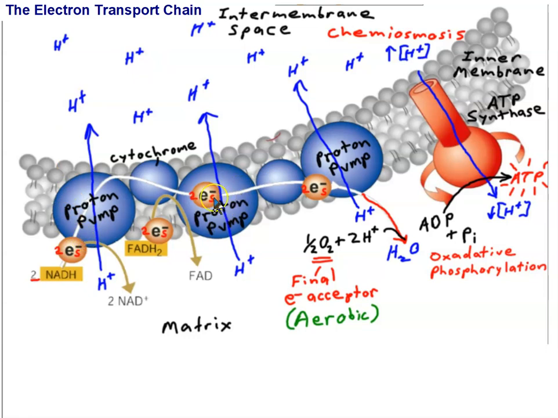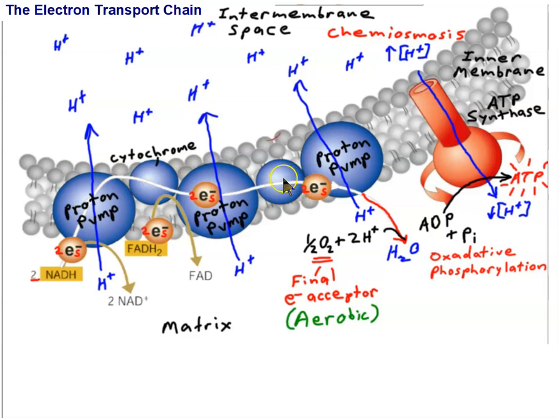Another proton pump. Unlike in the thylakoid membrane during the light-dependent reactions of photosynthesis, where there was only one proton pump, here we have 3 proton pumps. So as these electrons are traveling through the electron transport chain here, they are pumping a lot of hydrogen ions across the inner membrane and out into the intermembrane space.